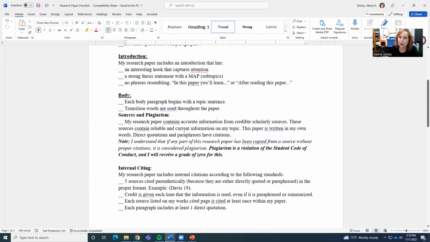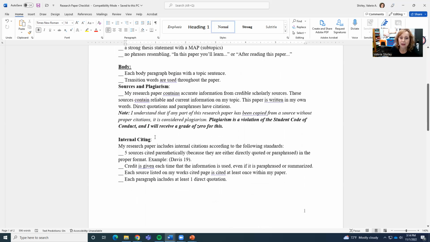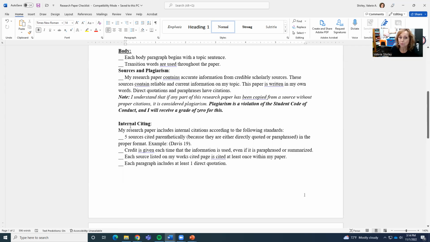Then we go into the body of the paper. And of course, that's where you begin your paragraphs with a topic sentence. You transition from one paragraph to the next throughout the paper, and you incorporate your sources by summarizing, paraphrasing, or direct quotes throughout the body of your paper. And then, of course, we've got the internal citing of your sources.